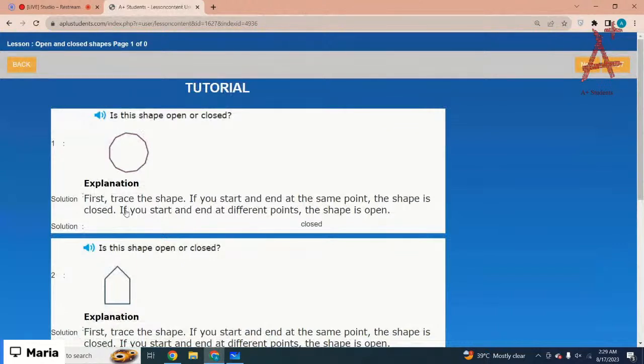Is this shape open or closed? How do we see if a shape is open or closed? You have to trace the shape, right? If you start and end at the same point, that means the shape is closed. If you start and end at different points, that means the shape is open. So you can see if you start from here, when you move through all the shape, you end up here. That means the shape is closed, right?